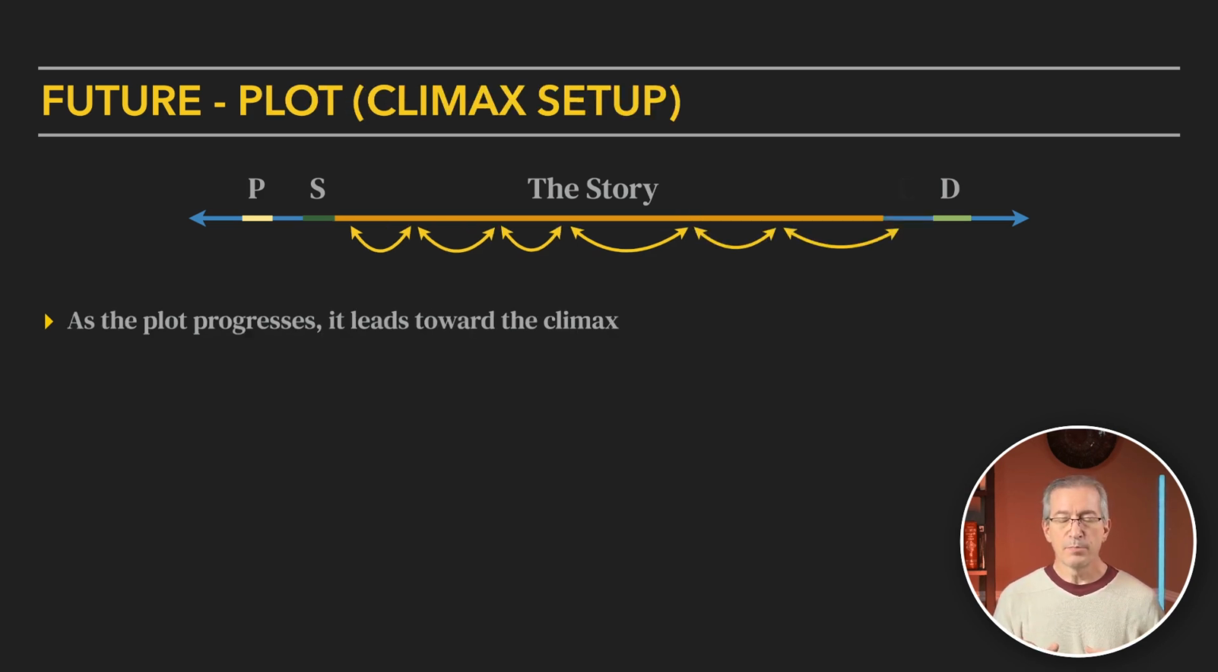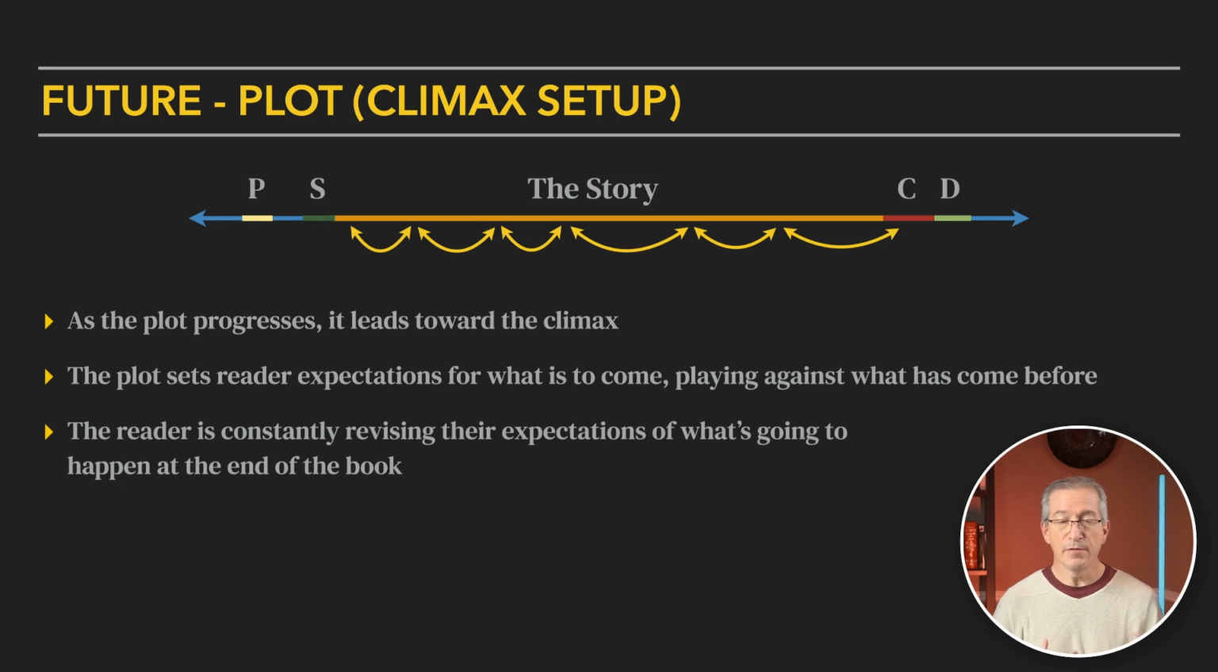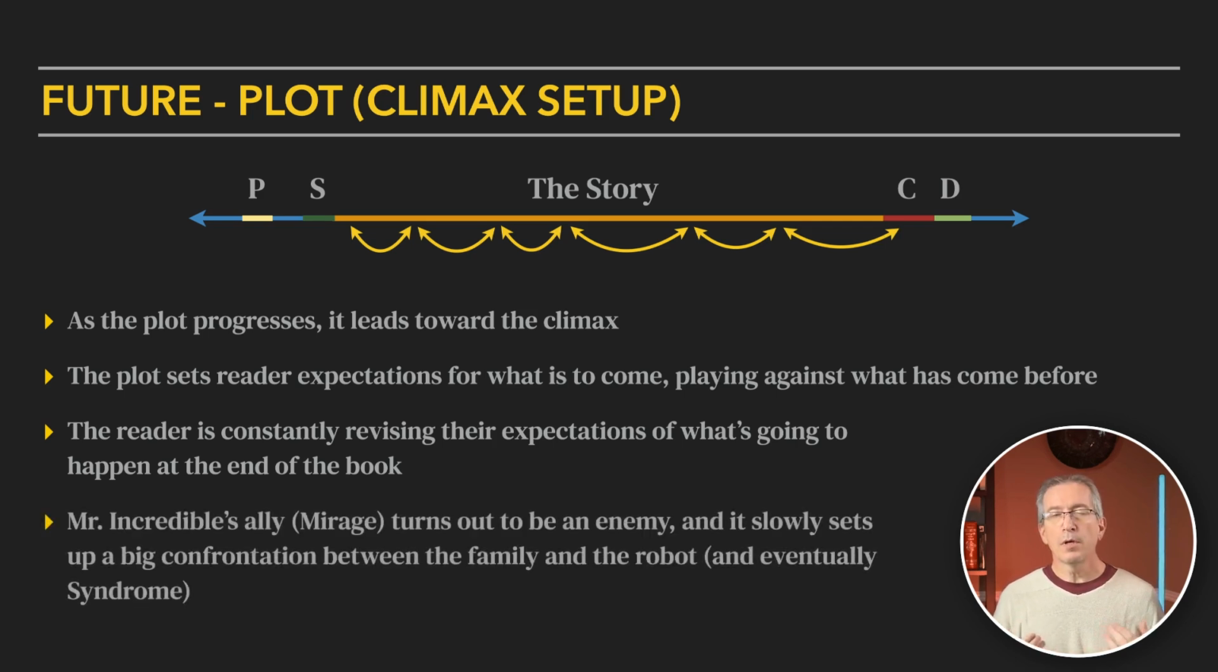Let's move on to the plot itself. So we're setting up the climax all throughout the story. I mean, even in the prologue and the start of the story as well, but we're going to be building as we write our scenes and move from Act 1 to Act 2 and then finally to Act 3. So the plot sets reader expectations for what is to come, playing against what has come before, and the reader is constantly revising their expectations of what's going to happen at the end of the book. In The Incredibles, Mr.